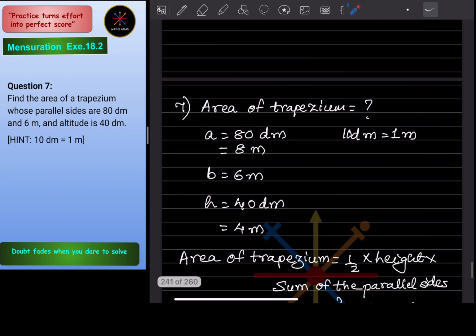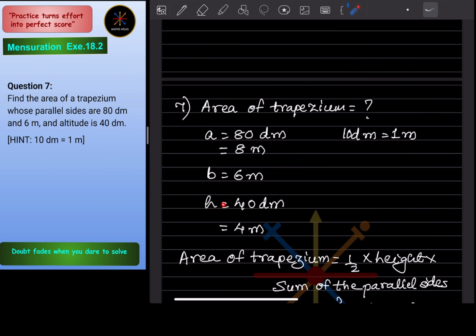So for the area of the trapezium, the parallel sides are given as 80 dm and 6 meter. Now let us convert this. We will write here A is 80 dm. If we convert this to meter, you know that 10 dm is 1 meter. So 80 dm is going to be, we will cross multiply this one. 80 divided by 10 is going to be 8. So A is 8 meter and B is given as 6 meter.